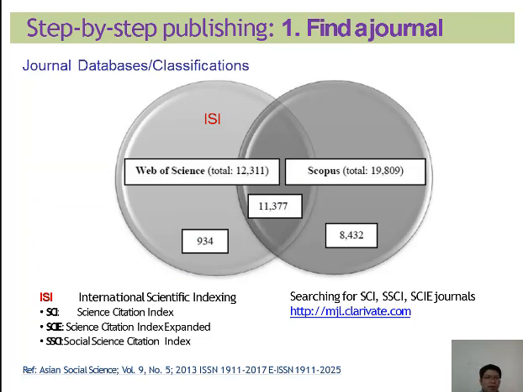So there are many ways to find a journal. Basically there are two kinds, ISI and non-ISI. ISI stands for International Scientific Indexing, in short. In ISI there are a few. The first one is SCI, Science Citation Index. These are very old and established, or classic, in technical fields. In social science, there's another one, SSCI, which stands for Social Science Citation Index.